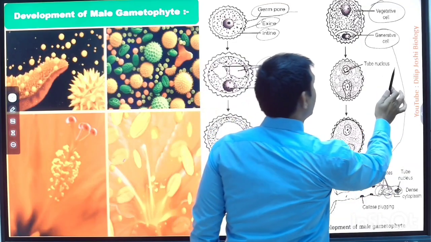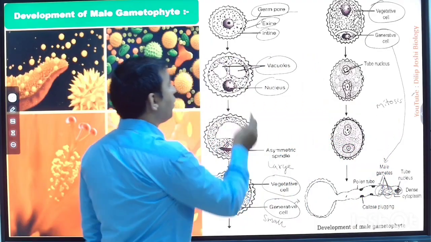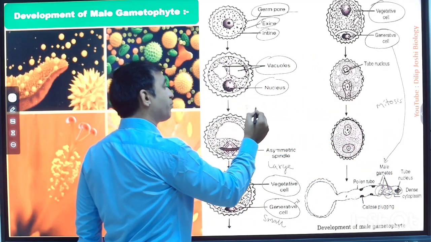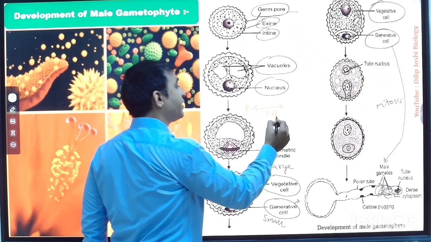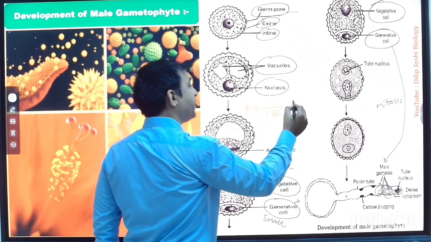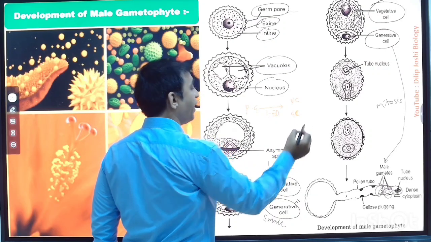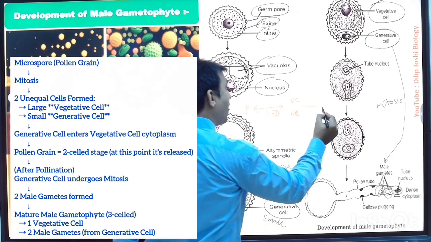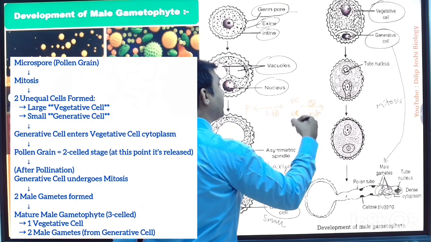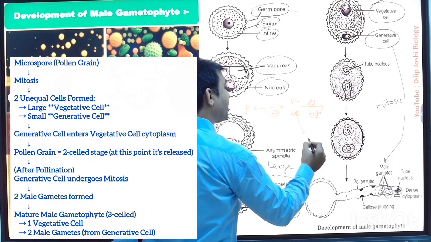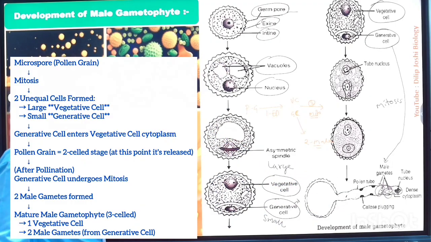Where does the mitosis take place? See here, at two places in the pollen grain. After the first mitosis, that is the first equational division, one vegetative cell and one generative cell are formed. And after another mitosis, the second mitosis, two male gametes are formed from the generative cell.